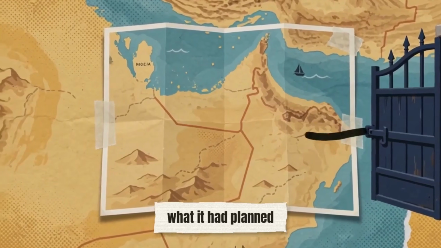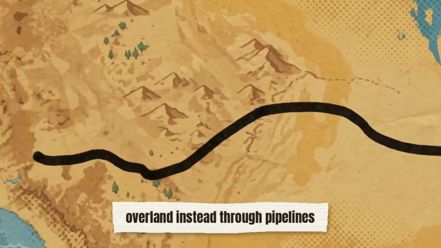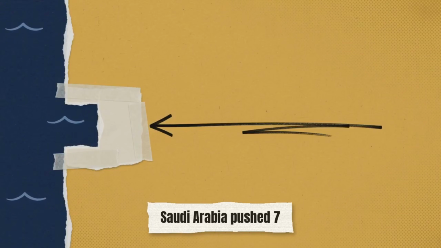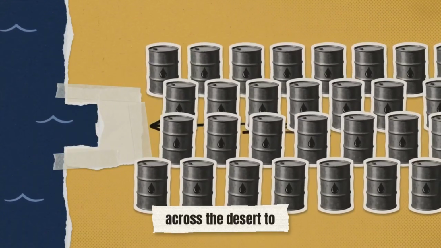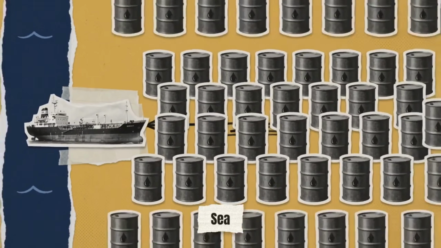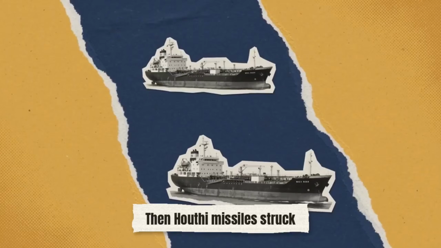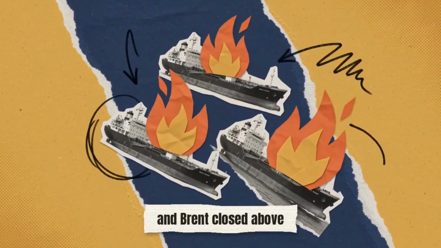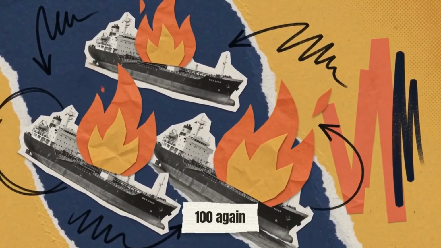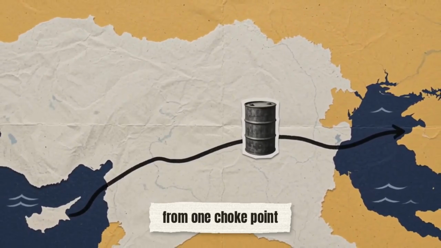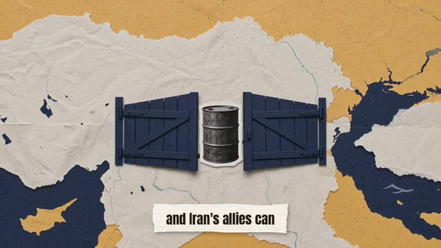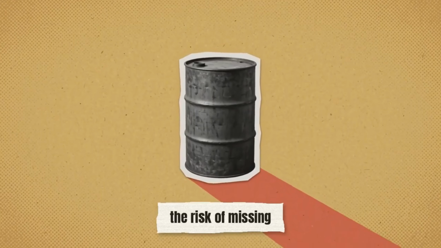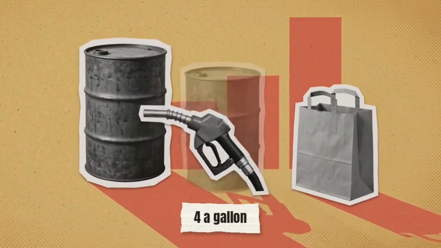So the Gulf did what it had planned for decades and sent its crude overland instead, through pipelines that skipped the strait completely. Saudi Arabia pushed 7 million barrels a day across the desert to Yanbu on the Red Sea, carrying almost all its exports. Then Houthi missiles struck 2 Saudi tankers in that same Red Sea, and Brent closed above $100 again. That is the real story, because the escape route from one choke point runs straight into another, and Iran's allies can reach them both. You are not paying for missing oil, you are paying for the risk of missing oil, and that risk costs $4 a gallon.